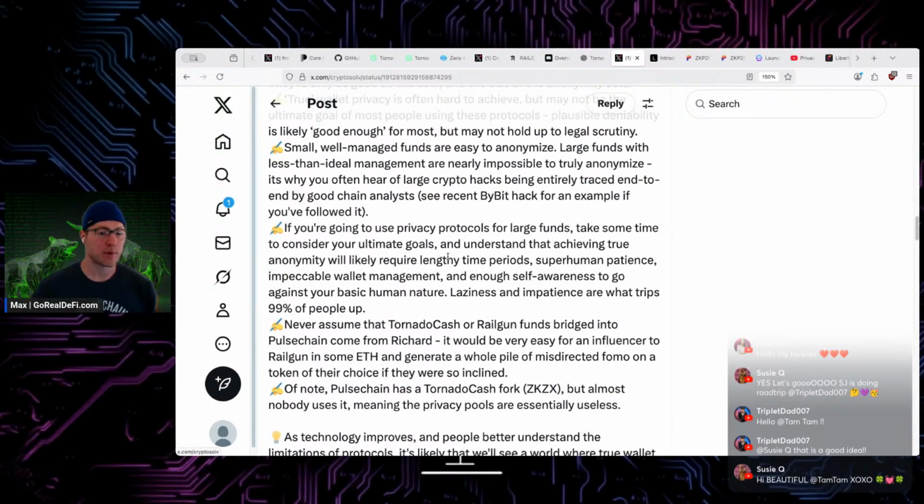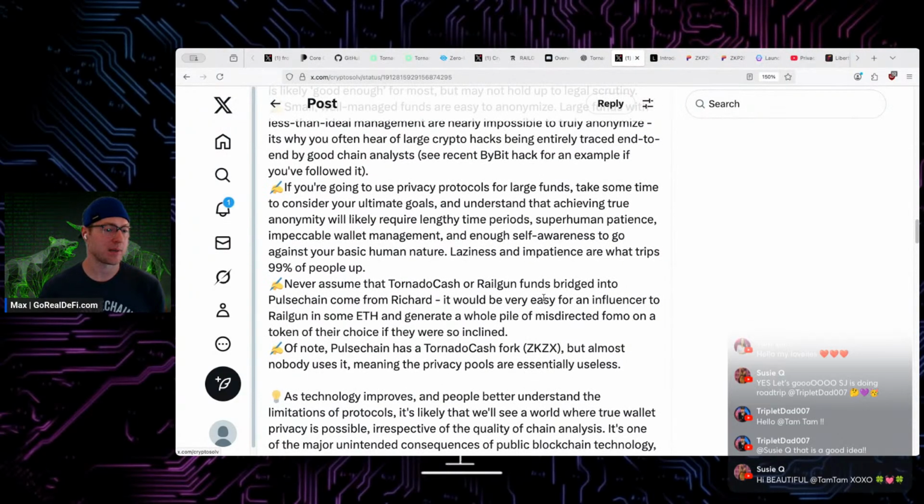If you're going to use privacy protocols for large funds, take some time to consider your ultimate goals and understand that achieving true anonymity will likely require lengthy time periods, superhuman patience, impeccable wallet management, and enough self-awareness to go against your basic human nature. Laziness and impatience are what trips up 99% of people.